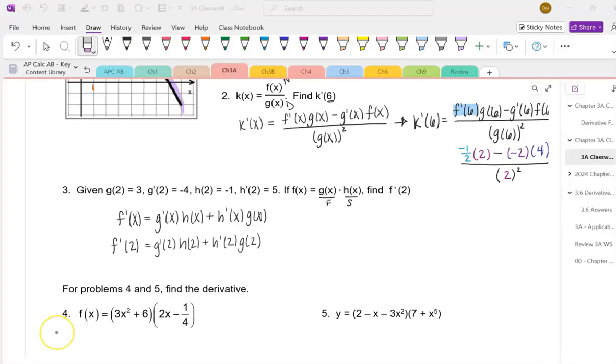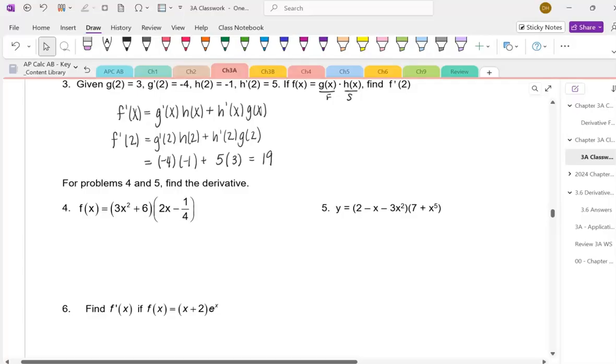And then after we input the values, we're simply just looking for what the numbers are. So g prime of 2, the problem told us the answer is negative 4. H of 2, the problem told us it was negative 1. H prime of 2, the problem told us that it was 5. And then g of 2, we're told the answer is 3. And we get 19 as our final answer.